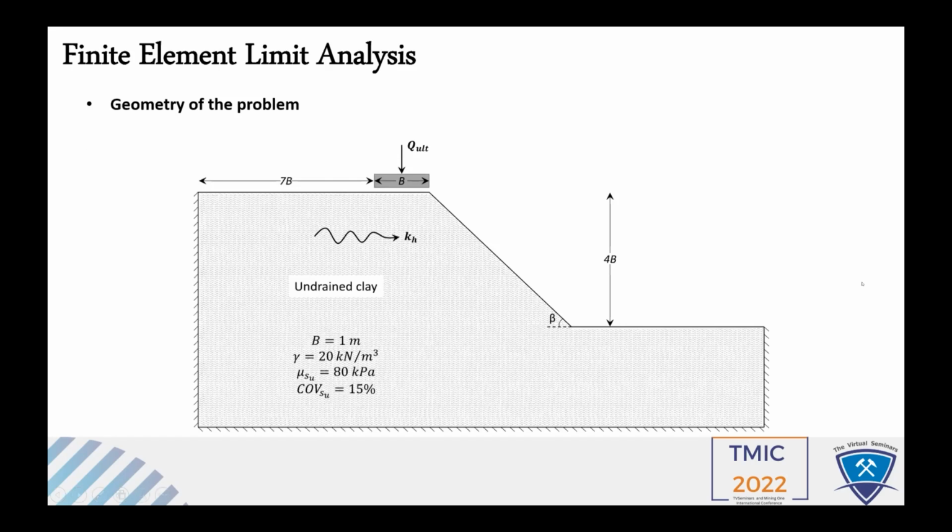Next slide. And this slide shows a schematic demonstration of the geometry of the problem. You see that a shallow footing is sitting on the verge of a slope, which was assumed to be non-homogeneous. And you see that a pseudostatic horizontal earthquake coefficient is applied to the medium underneath, I mean the soil, the slope. The width of the footing is 1 meter. The unit weight is 20 kilonewton per cubic meter, and the undrained shear strength, which was assumed as the randomly variable parameter in this study, bears the mean value of 80 kilopascal and the COV of 15%.